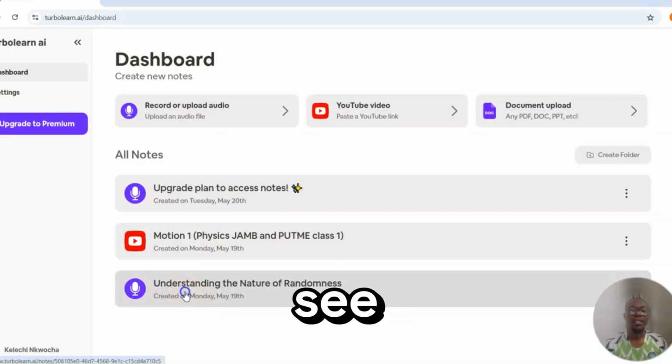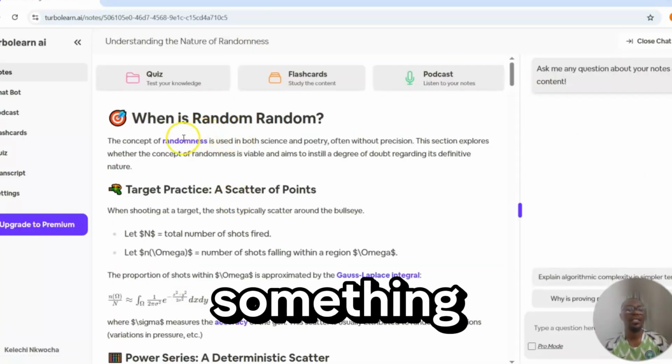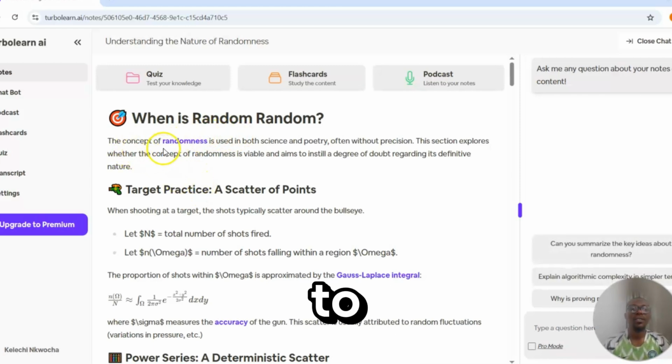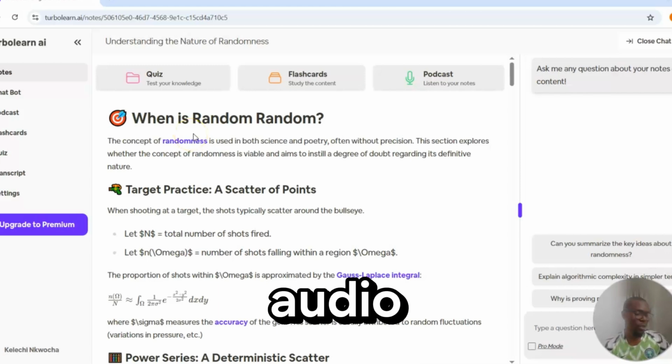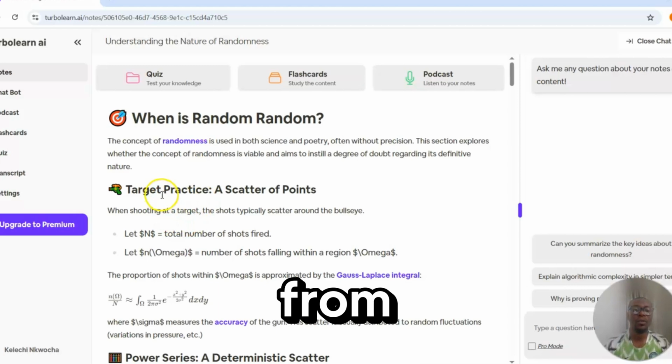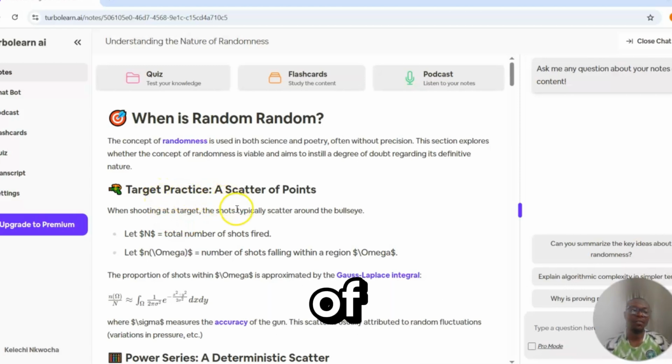So you're going to see on your notes, you're going to see something like this. You're going to see a summary of what the audio is all about. So from this place, you see target prices, a scatter of points.